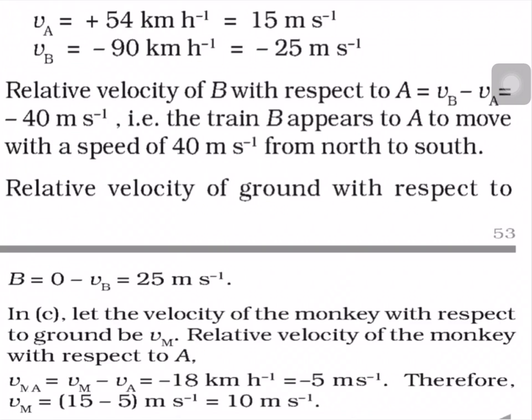the velocity of train A equals 54 km per hour, converted into meters per second, that is 15 meters per second. The velocity of B is opposite to A, so that is minus 90 km per hour, converted into minus 25 meters per second.